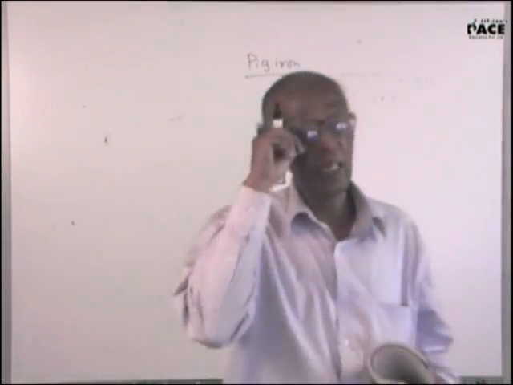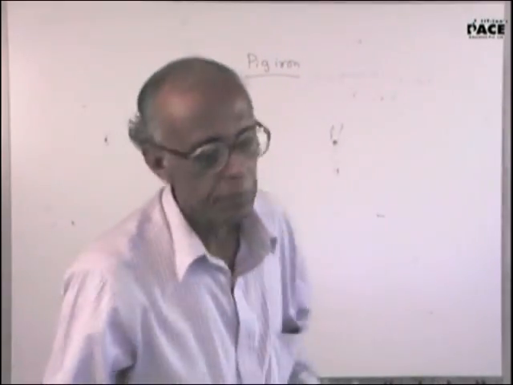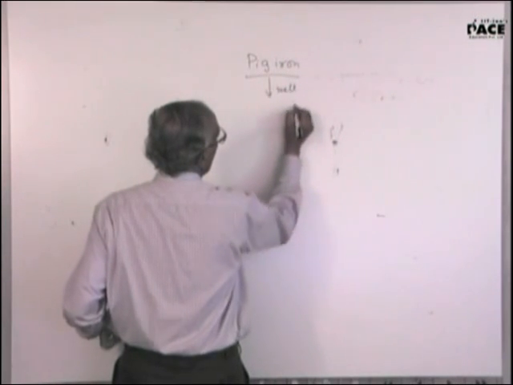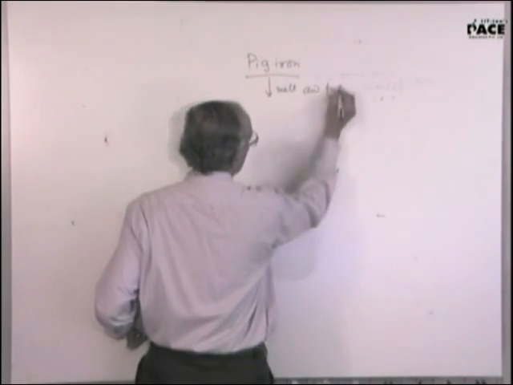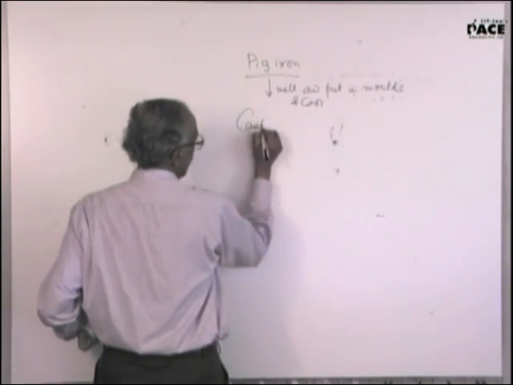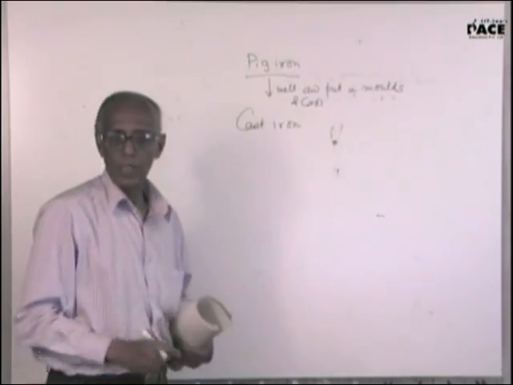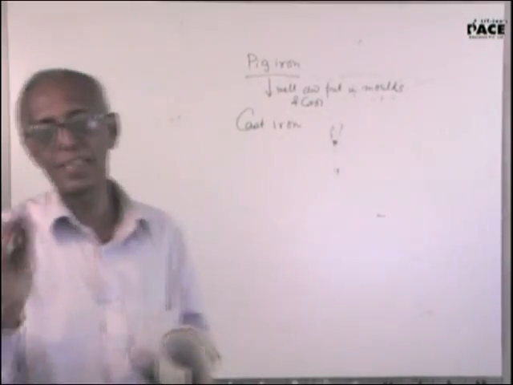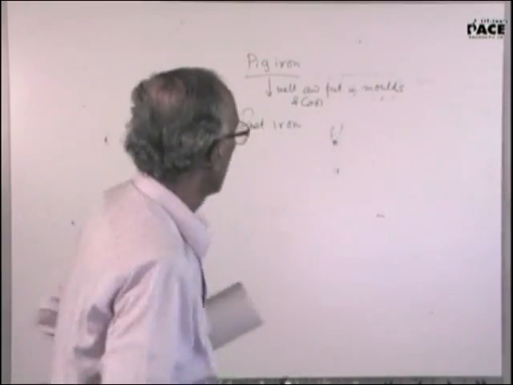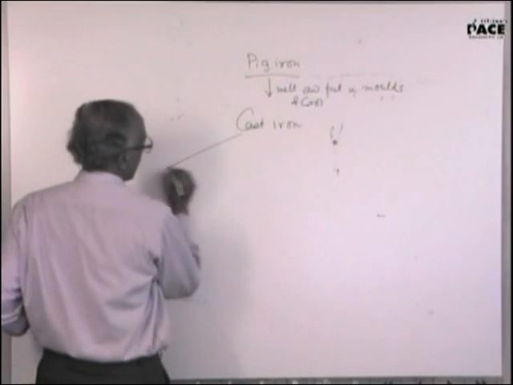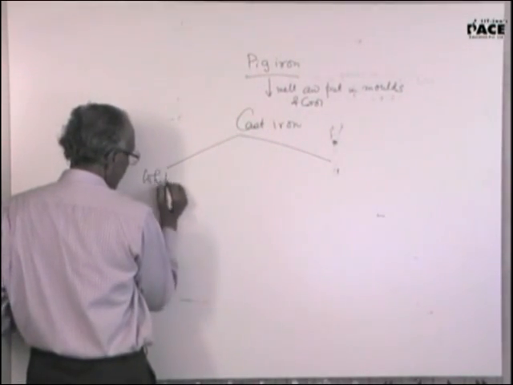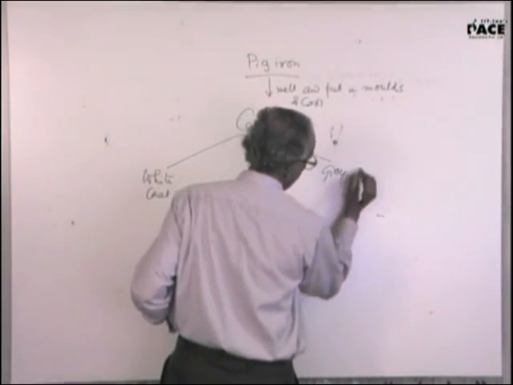The iron which you get in the blast furnace is called pig iron. You melt it and put it in molds and cool it, you get cast iron. So cast iron is nothing but remelted pig iron. There are two types of cast iron: the white cast iron and grey cast iron.